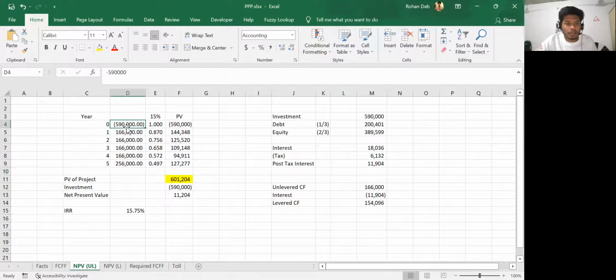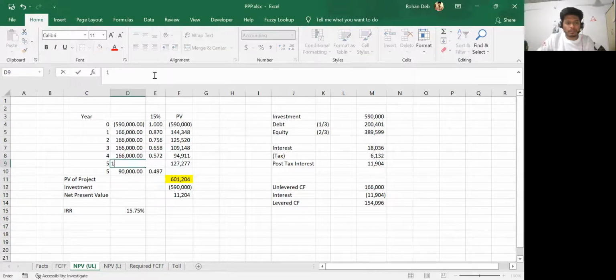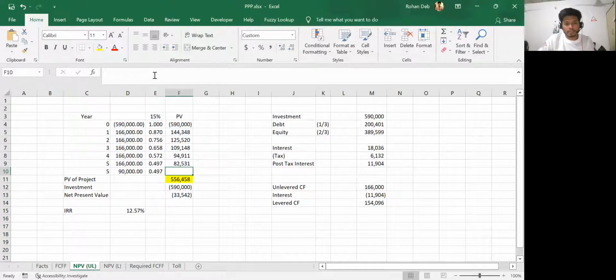Anyways, jokes apart, 590 is the entire investment that I made initially. 166,000 is my cash inflow every year, which I calculated in the FCFF sheet. Last year what I'm getting is 166,000 as well as 60,000 and 30,000. What I can alternatively do is write 90,000 here, and I'll just continue the 166,000 here. Even in that case, the entire thing is fine. So equal to sum.